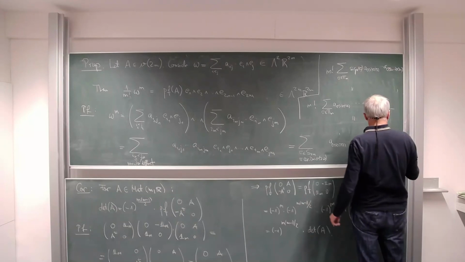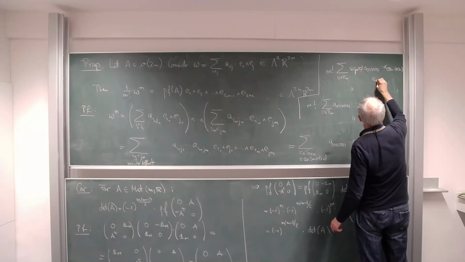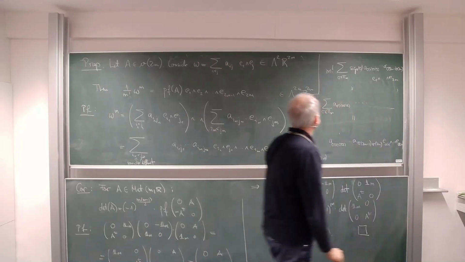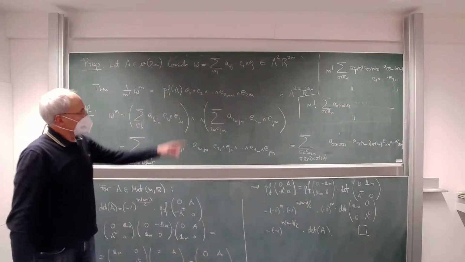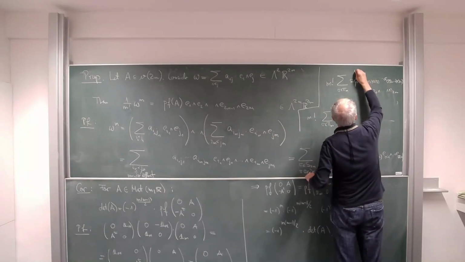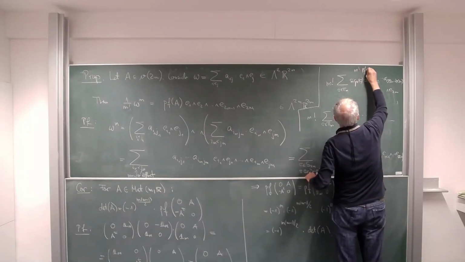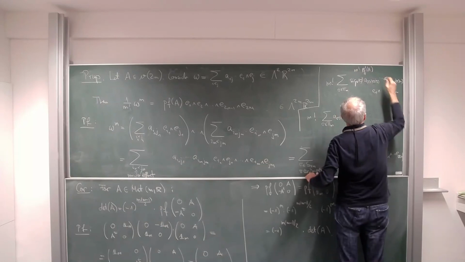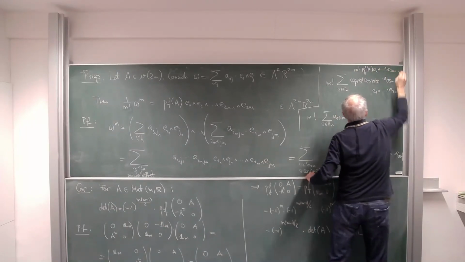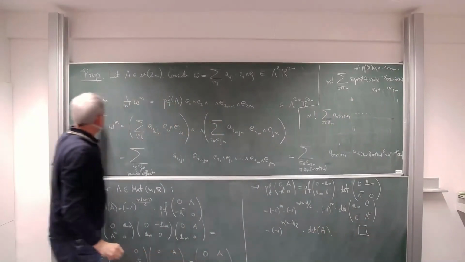And now we bring this in the right order. And so now here we see that this gives us the Pfaffian, so we have n factorial times the Pfaffian of A times this volume, which is the claim.